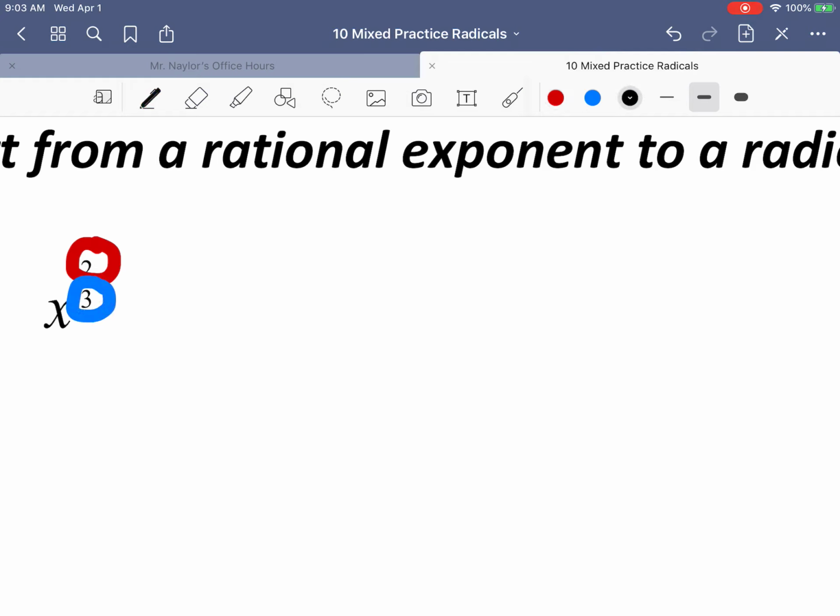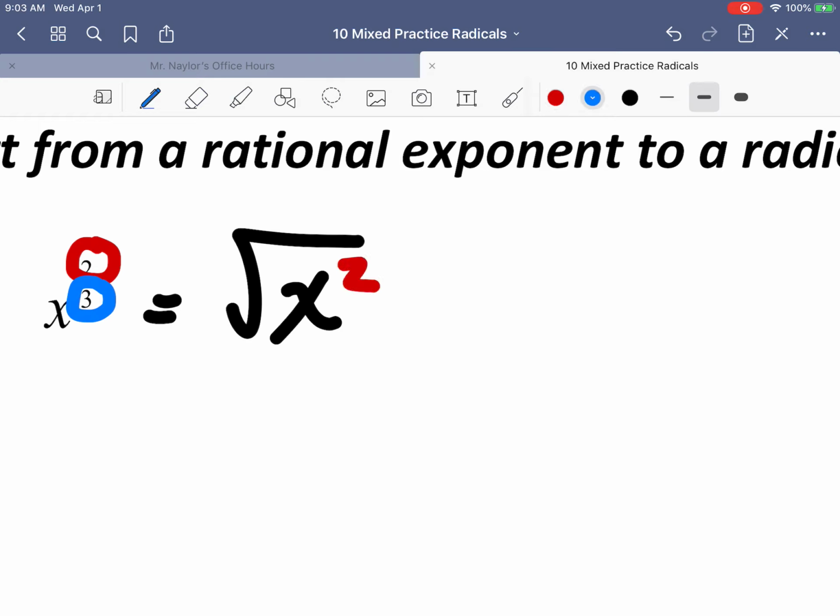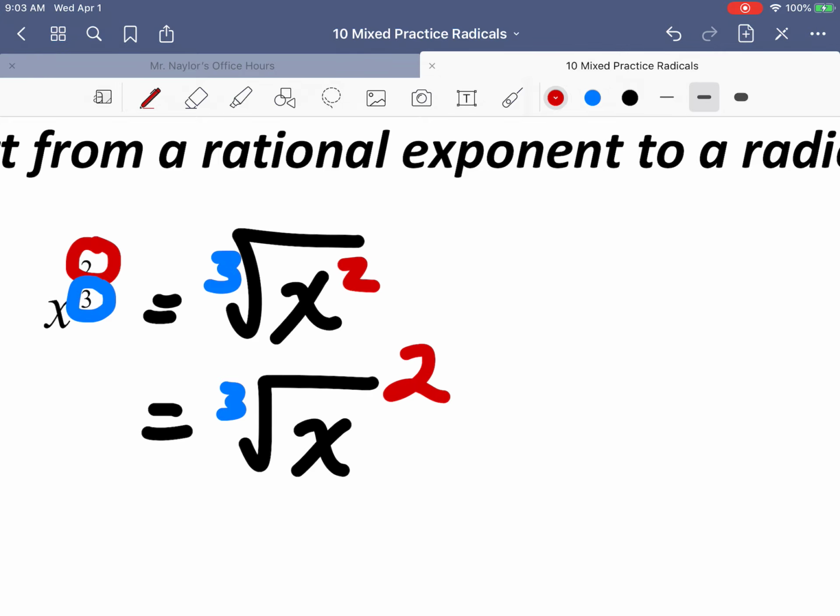So our goal here is to write this as a radical. And really, you're just putting the number 2 where it's supposed to go. That's the power. And you're putting the 3 as the root. That's it. That's your final answer, unless you had decided to write the power on the outside. You can do that. In other words, you can see the square out here, and it would be the same thing.